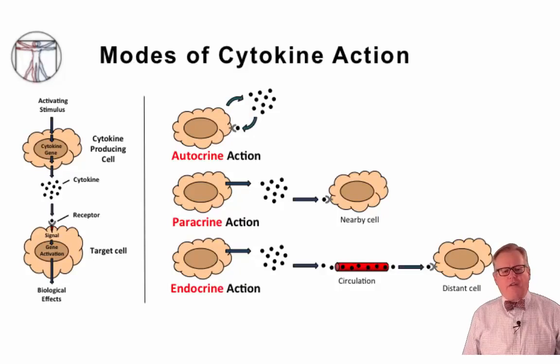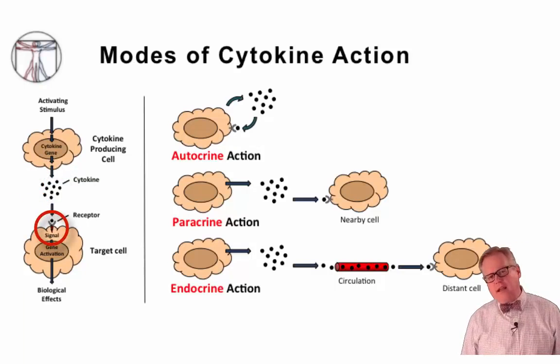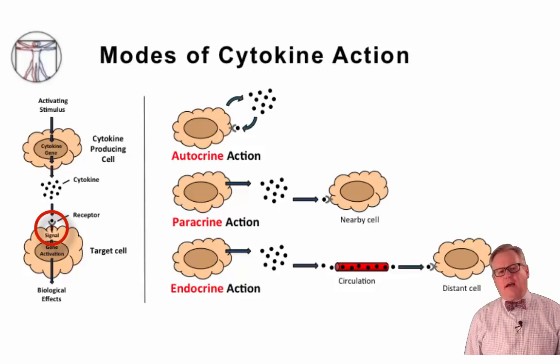So to the left, you see again the mechanism that they're following. After an activating stimulus, a cell is able to make cytokines. Those cytokines are secreted, and they act on a receptor that is present on a target cell. When the cytokines act on that receptor, they send signals inside the cell to change the function of proteins and regulate gene transcription, and that leads to biological effects.